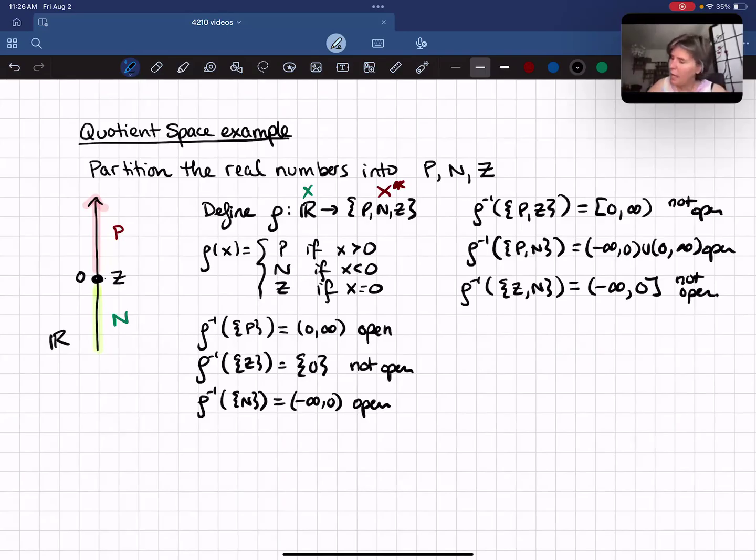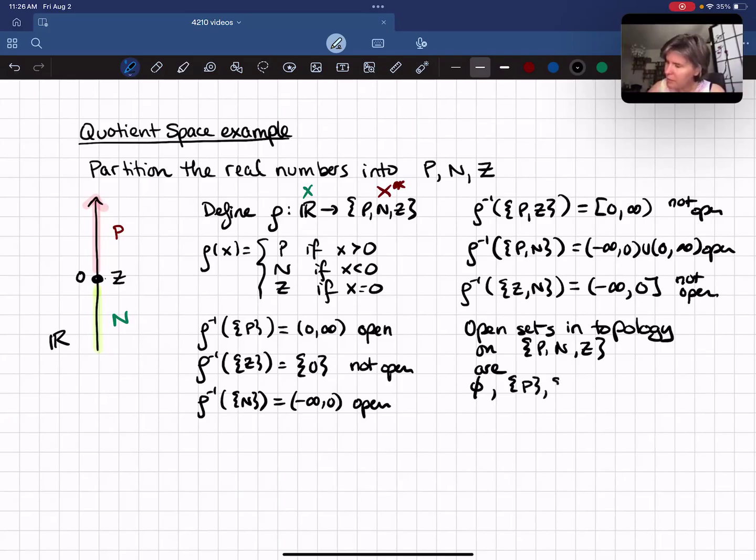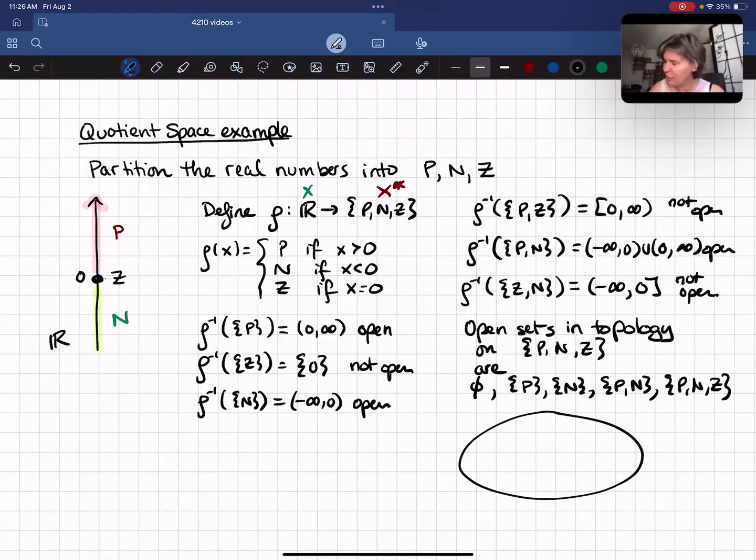Those are always open. And so the open sets in this topology, the quotient topology on the set P, N, and Z, are the empty set, first of all, singleton P, singleton N, P and N together, and then the whole space P, N, and Z. Or if we wanted to write it in the format that we sometimes drew pictures in when we first learned about these, if I draw it as 3 points, P by itself is open, N by itself is open, P and N together is open, but anything with Z is not open unless it's just the whole space. So that's an example of a quotient topology.